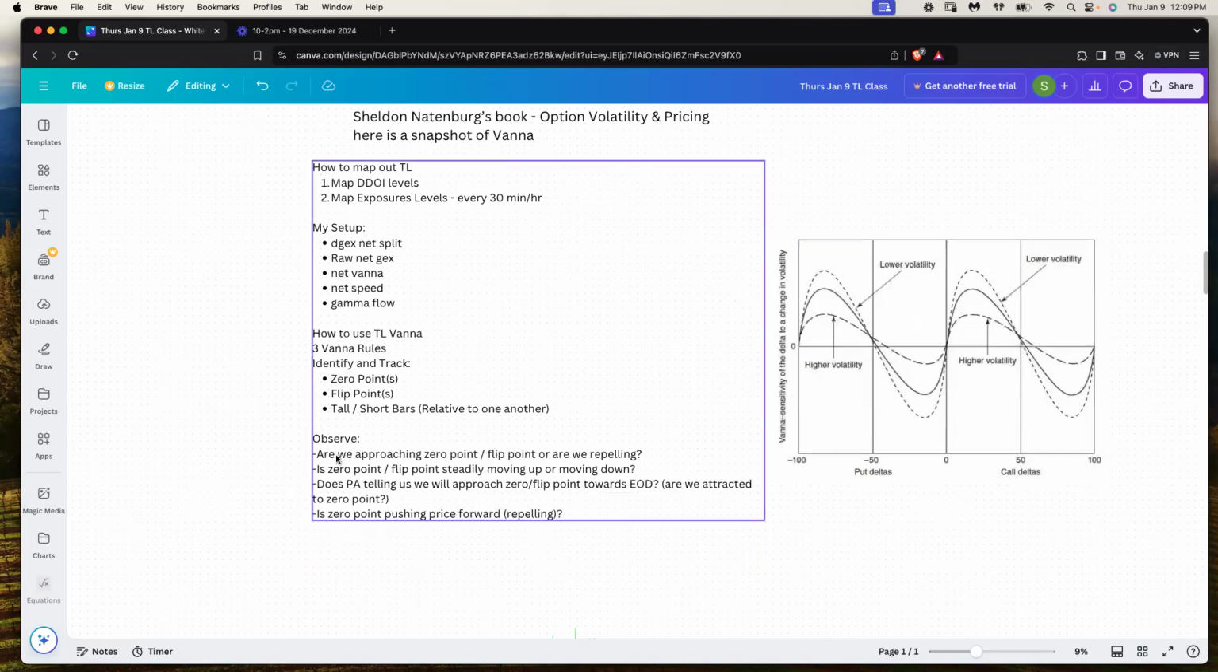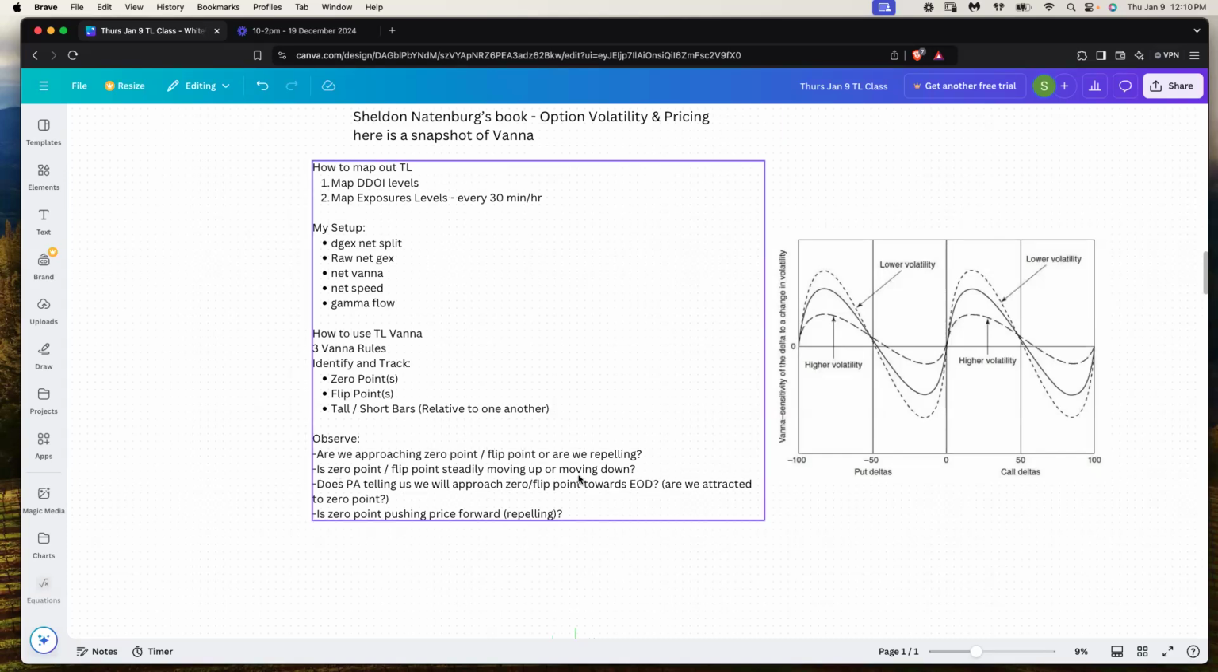Is price approaching the 0 point or the flip point, or are we moving away from it, right? Because generally speaking, that 0 point or the flip point will move throughout the day. It's either going to be really far away from price or it'll be right where price opens. And then you can track over time if price is moving away from it or towards it. And that generally gives you a sense of direction along with the DDOI and some of the other exposures.